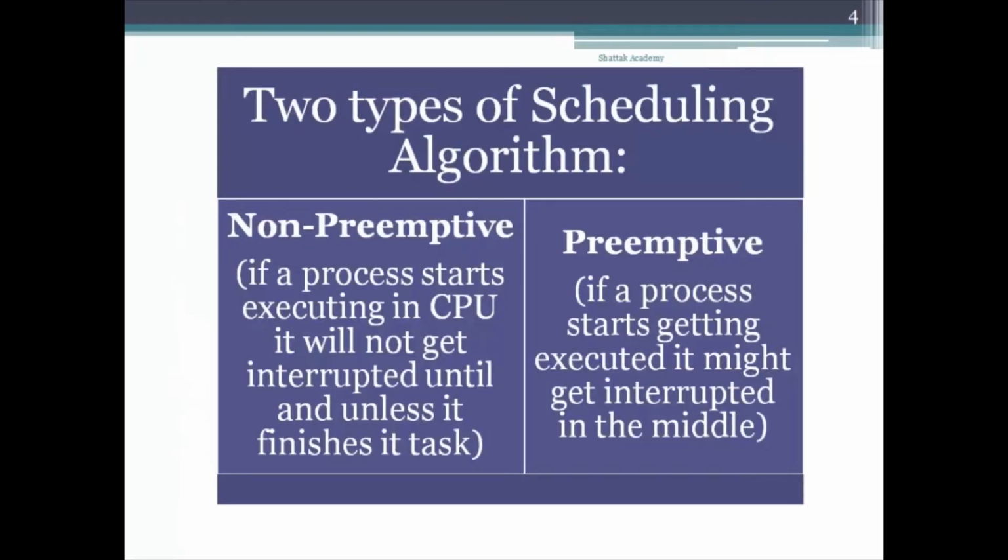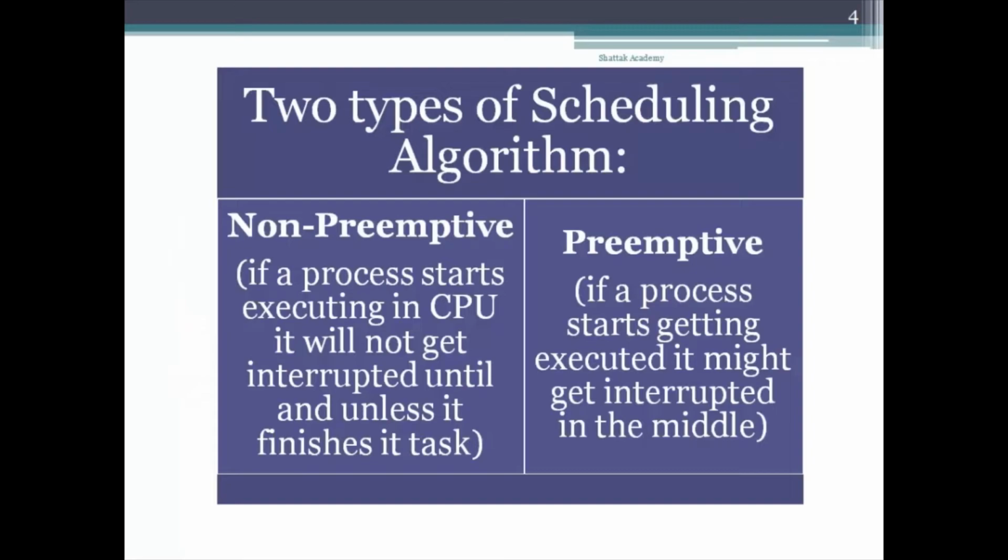Now there are two types of scheduling algorithms. One is non-preemptive and another one is preemptive. What do I mean by non-preemptive? It means that if a process starts executing in the CPU, it won't leave the CPU until it finishes its execution. Okay, so if a process P1 starts executing in the CPU, in non-preemptive scheduling algorithms, we won't take out or interrupt the process until it is finished thoroughly.